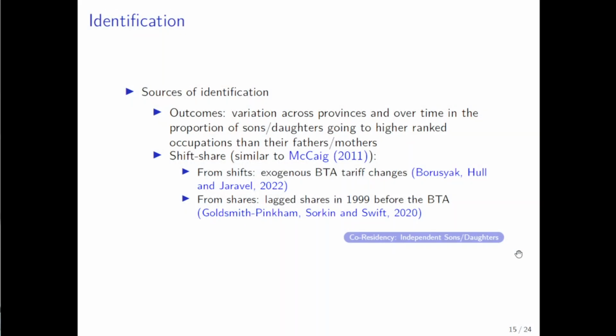So the sources of identification: there's variation across provinces and over time in the proportion of sons or daughters going to higher ranked occupations. I already talked about the shift and the share. The shift is basically the tariff changes. We believe it's exogenous. Why? Because the column 2 tariffs were determined in the early 1930s, the column 1 tariffs in the early 1990s, way before the BTA, and the shares are lagged, shares in 1999 before the BTA.